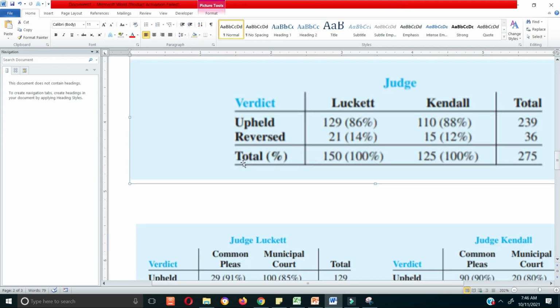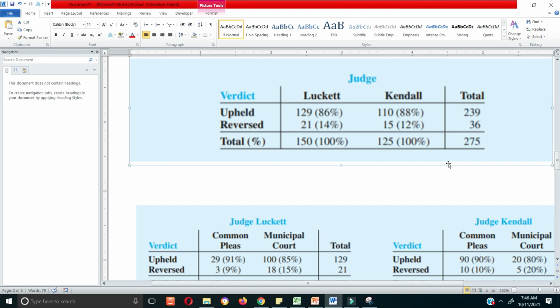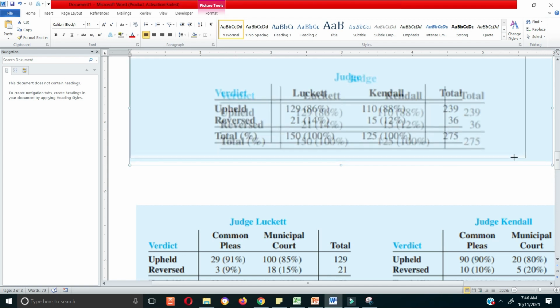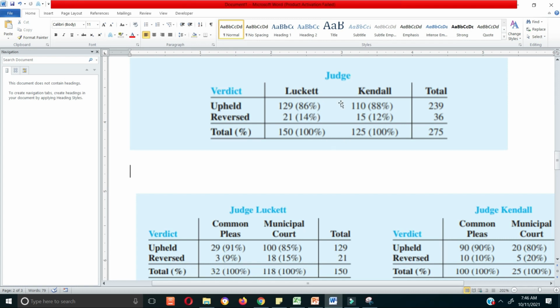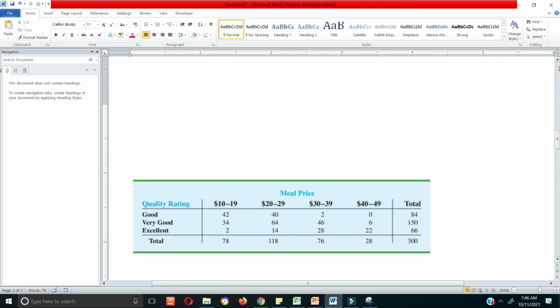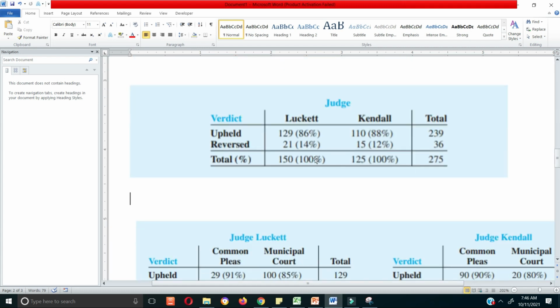Another example is here. In this case, you are looking at the verdict and the success rate of appeals given a judge. So you have the judge here, which is the independent variable, and the dependent variable on this side, the thing that you actually want to predict. So you have the independent variable and the thing that you are likely to be predicting. For instance, given meal price, we want to predict if the meal is going to be good. Then on this hand, given a judge, you want to know the likelihood that a verdict will be upheld.